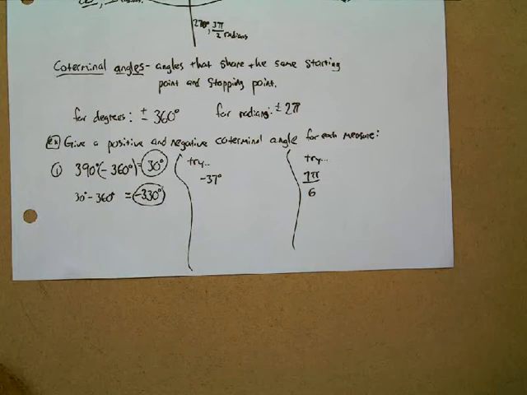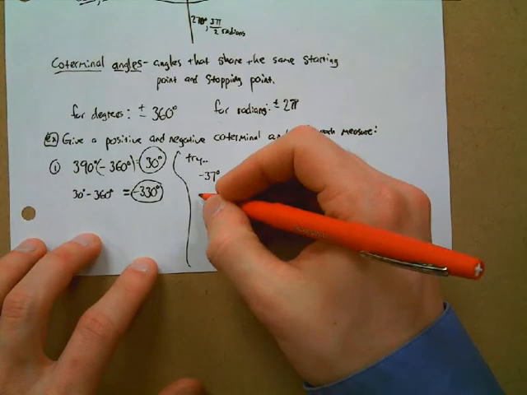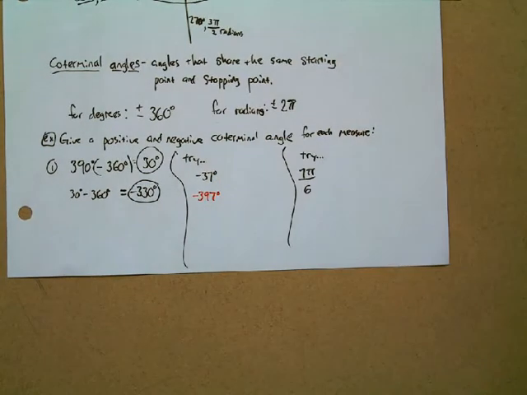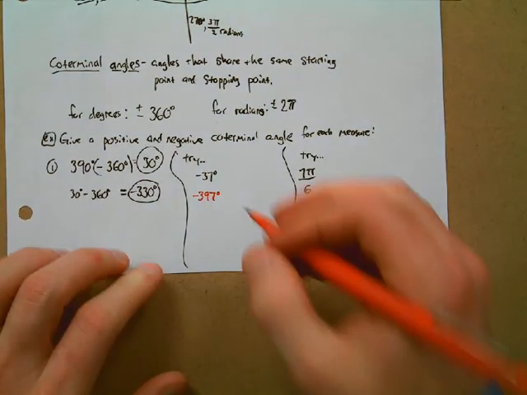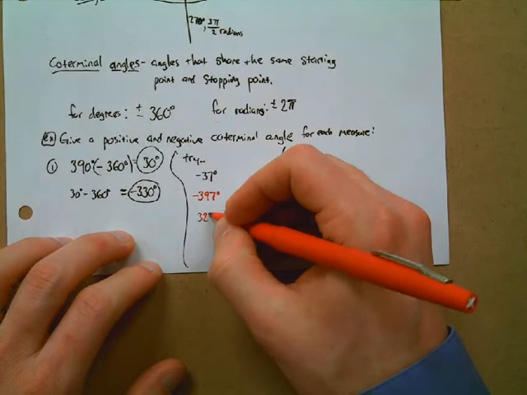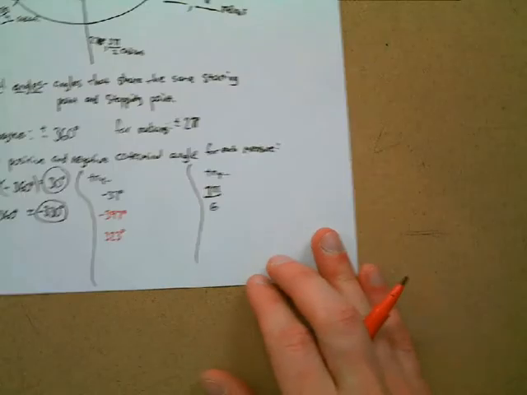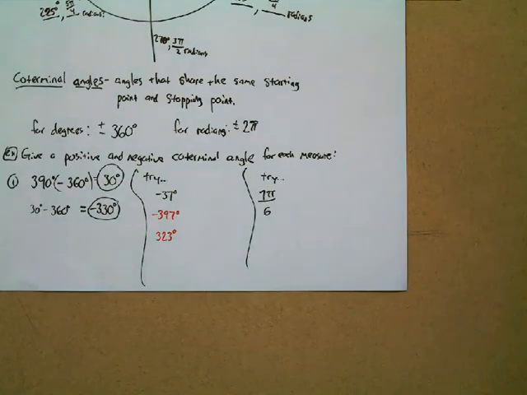7 pi over 6. Gotta do some fractions on that one. All right. 19 pi over 6 and negative 5 pi over 6. Those are the closest ones, I would say. Questions on any of those?